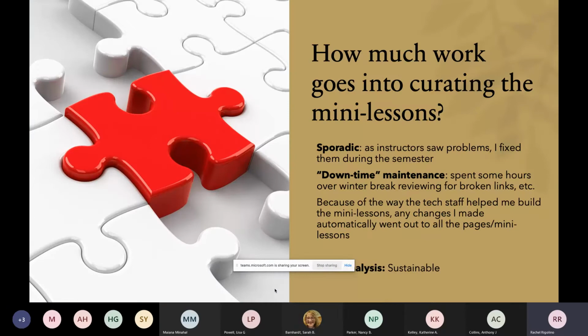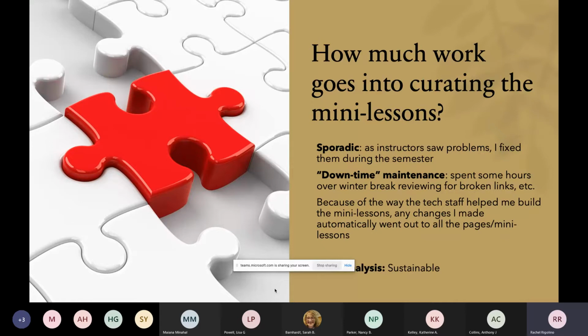Now, how much work goes into this? Obviously, the front end, a lot of work. It's like putting together your own textbook. And during the semester, there were sporadic problems when people would see a typo or something, so I would go in and fix the typo. Also, over winter break, whenever you're putting together something like this, you have to review for broken links, and so forth.